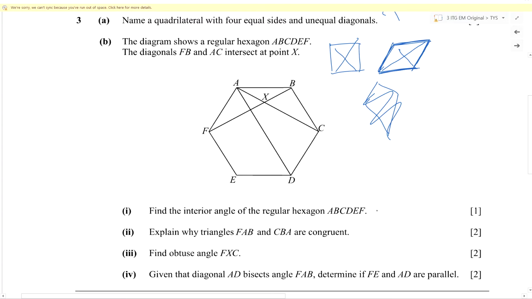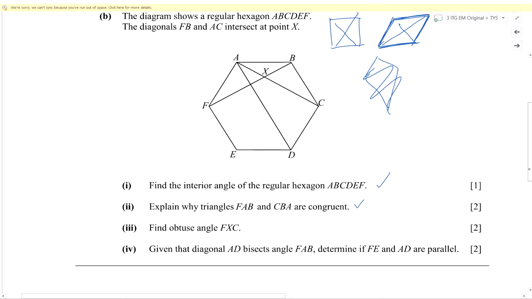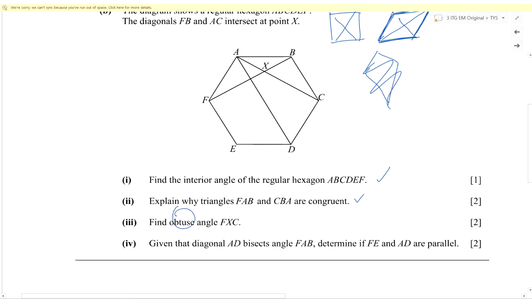Okay, finding interior angle, no problem. Why they are congruent, also no problem. Some of you took a very long way to prove why they are congruent. Obtuse angle, oh, come on, you have to know what obtuse means. Many of you gave me reflect. Obtuse means more than 90, less than 180. So if you do not know the meaning of obtuse, you cannot get this correct.